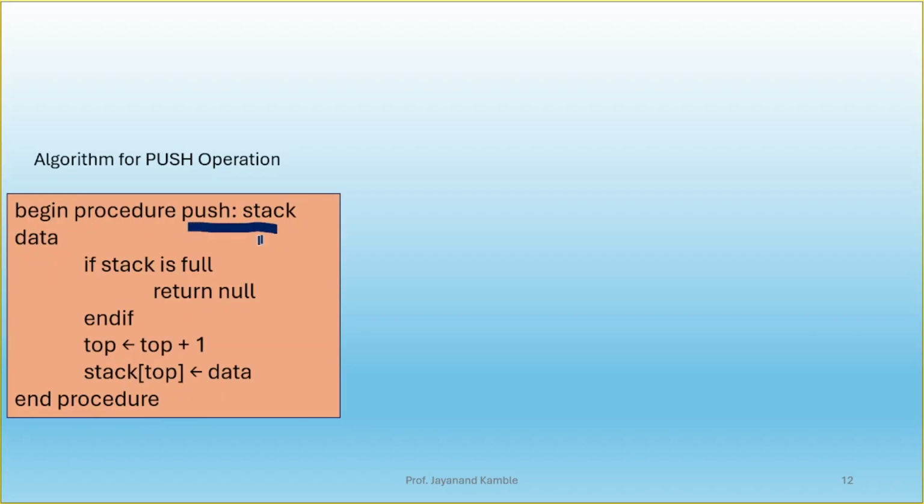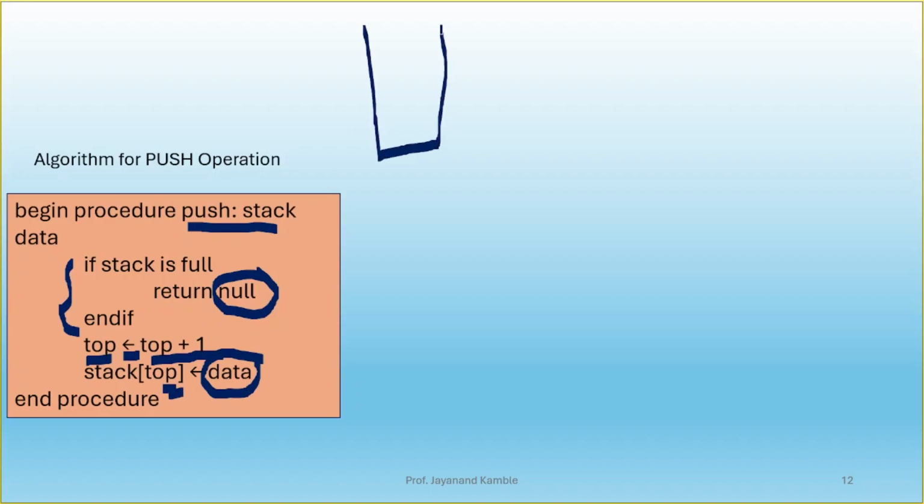Push stack, data. If stack is full, return null. That means we have to give an error message. So if this is not true, then increase the value of top by top plus 1. This symbol is called assignment. So increase the value of top by 1, assign it to the top, and then whatever new element we have accepted, save that element on the stack top location. So whatever stack top location we have, the new element will be placed at that particular index value.